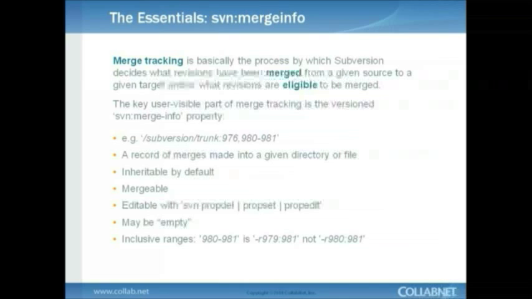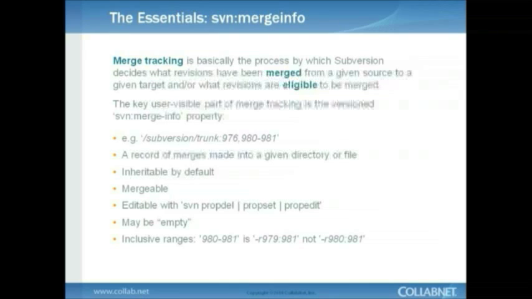All right, so for the essentials. At its heart, merge tracking is a process Subversion uses to decide what revisions have been merged or are eligible for merging from a given source to a given target. You're probably familiar with the most visible part of this feature, the svn:mergeinfo property, which is a versioned property. Pretty much everyone refers to this property simply as mergeinfo.